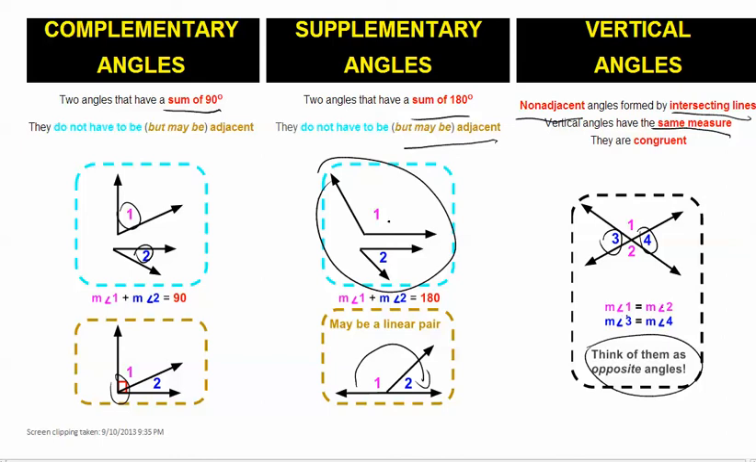And 1 would be the same as 2, and 3 would be the same as 4. Not all 4 are the same. They could be if they're all 90, but they don't have to be. But understand the opposite ones here are the same. And so these would be vertical angles.